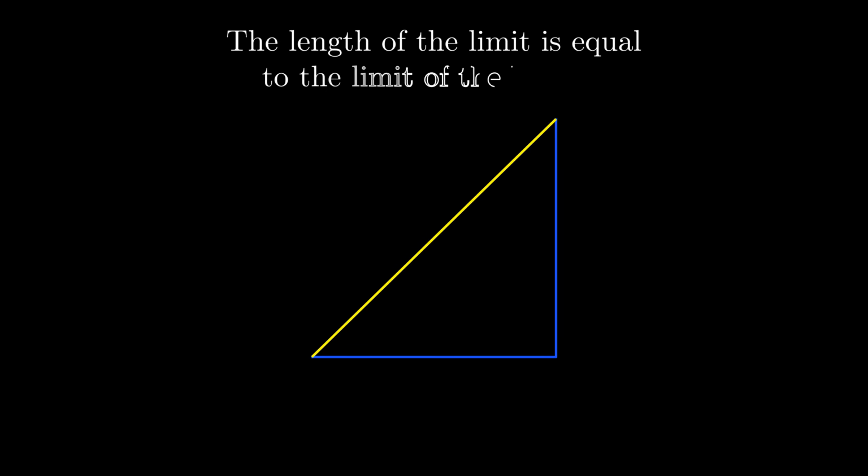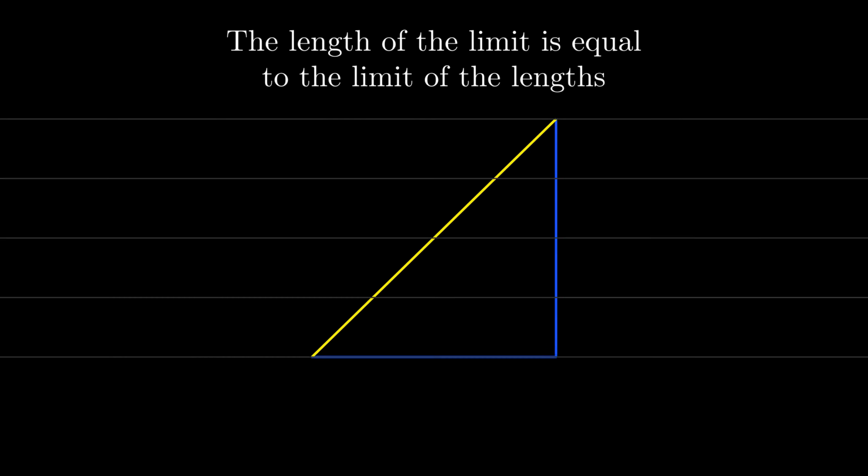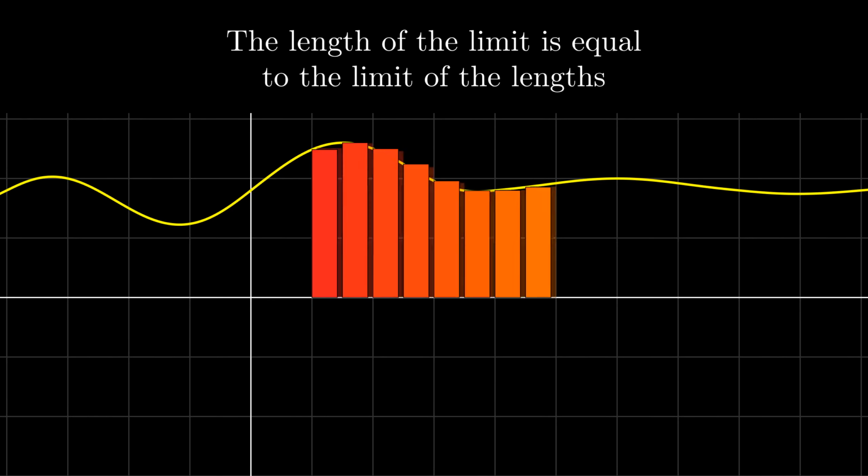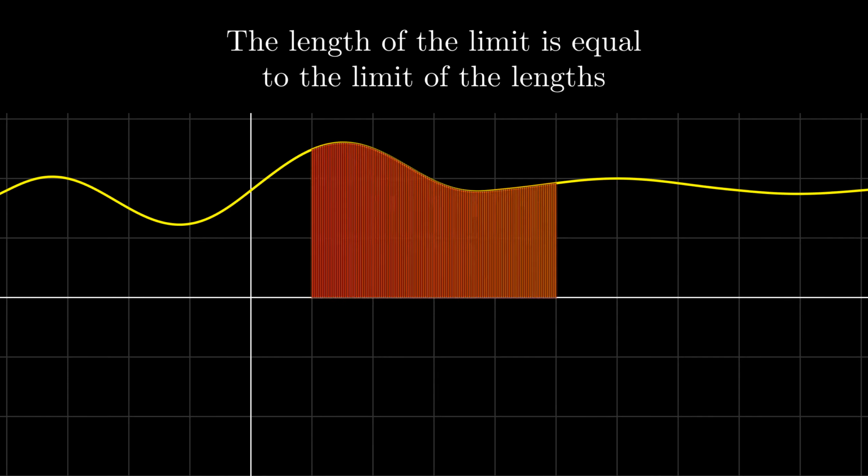In doing this proof, we found a sequence of paths that converged to the diagonal side of the triangle. We then asserted that the length of the limit is equal to the limit of the lengths. But is this statement really true? It seems like it isn't because it gives the wrong number here. But then what about integrals? Why can we find the area under a graph by finding the limit of a sequence of areas?